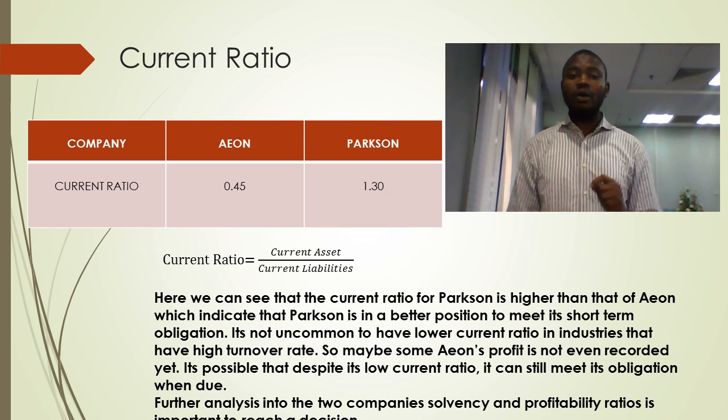However, it is not uncommon to have a lower current ratio in industries that have a high turnover rate. So maybe some of Aeon's profit is not even recorded yet. It is possible that despite its low current ratio, it can still meet its obligation when due. Further analysis into the two companies for their solvency and profitability ratios is important to reach a final decision.